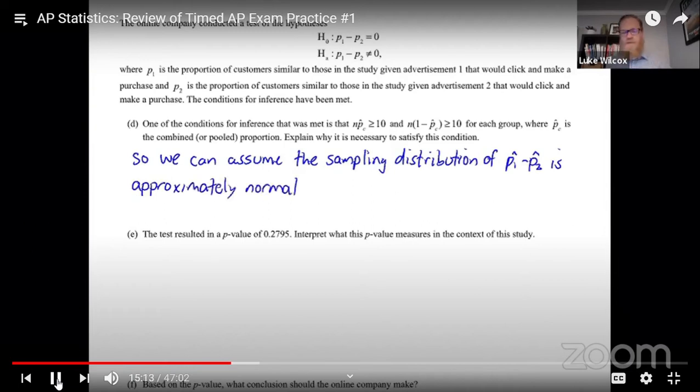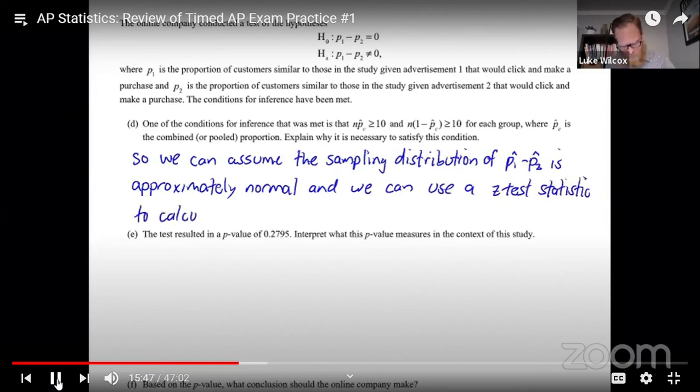And I'm going to go a little bit further here. The reason why we want it to be approximately normal is because if we're going to do some inference and maybe do a significance test and calculate a p-value, we're going to use that normal distribution in order to find our p-value by first calculating a z-test statistic, which has to come from an approximately normal distribution. So I'm going to say here, and we can use a z-test statistic to calculate a p-value.